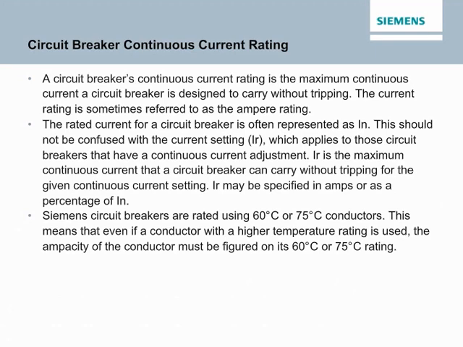Conductors are rated for how much current they can carry continuously. This is commonly referred to as a conductor's ampacity. Conductor ampacity is one of the factors that must be considered when selecting and applying a circuit breaker. Siemens circuit breakers are rated using 60 or 75 degrees Celsius conductors. This means that even if a conductor with a higher temperature rating is used, the ampacity of the conductor must be figured on its 60 or 75 degrees Celsius rating.